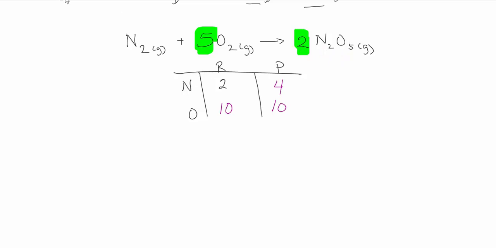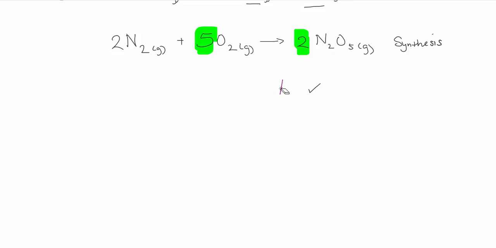So am I balanced? Well, my nitrogen, I only have 2 nitrogens on the reactant side. So I need to put a 2 for the coefficient so that I'm multiplying 2 times 2 in order to get 4. And then I have a balanced equation. Now this is called a synthesis reaction. Here we have reactants that are smushing together, reacting to synthesize one product.